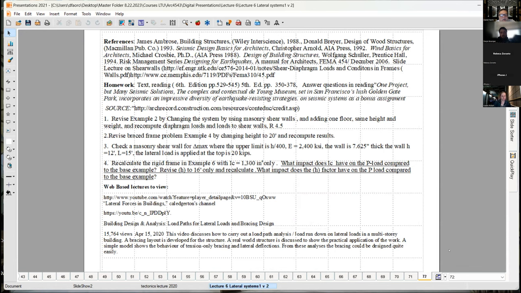And the next one, change only H to 16 feet, leave the I sub C as it was. What impact does height have on the maximum load applied? So look at the relative importance of those two parameters, which one will matter more. There's a couple of web-based lectures. If you're interested, you can find them. These authors are typically engineers and architecture faculty, and they're explaining these force conditions.